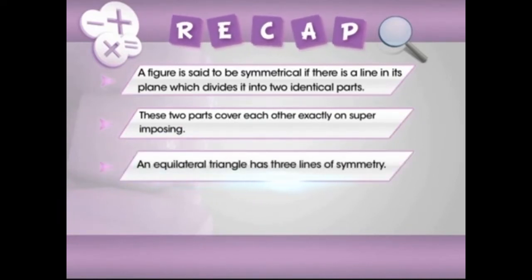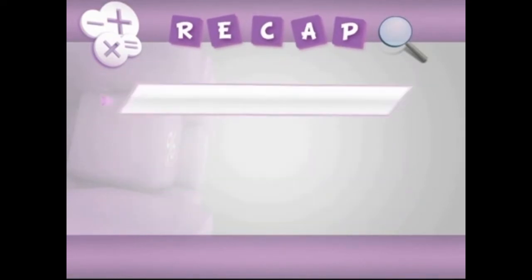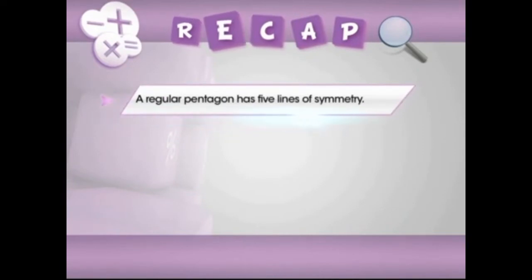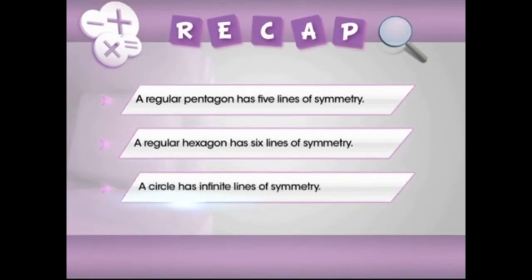An equilateral triangle has 3 lines of symmetry. A square has 4 lines of symmetry. A regular pentagon has 5 lines of symmetry. A regular hexagon has 6 lines of symmetry. A circle has infinite lines of symmetry.